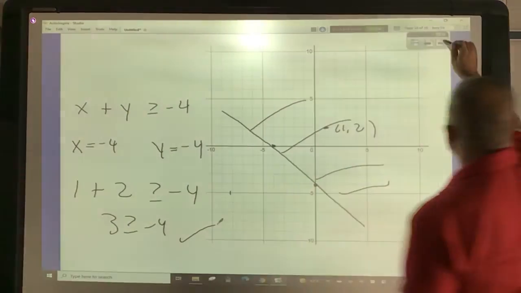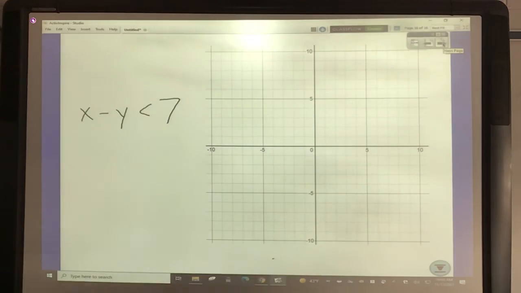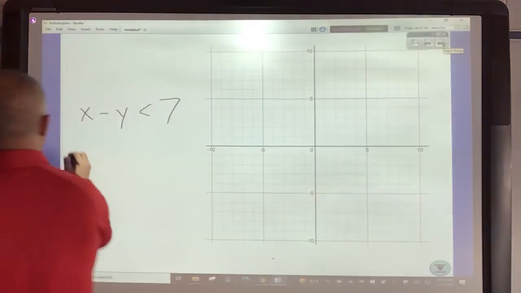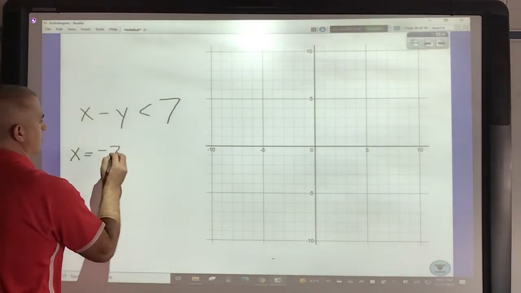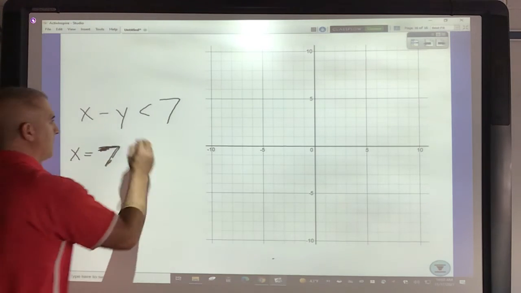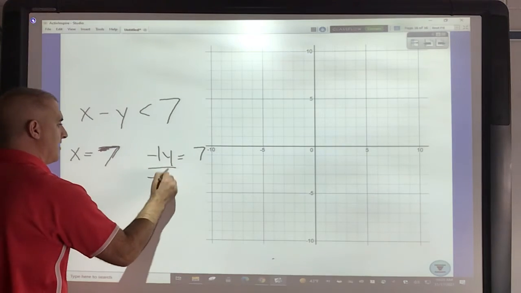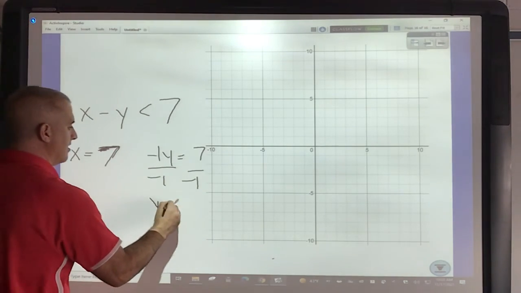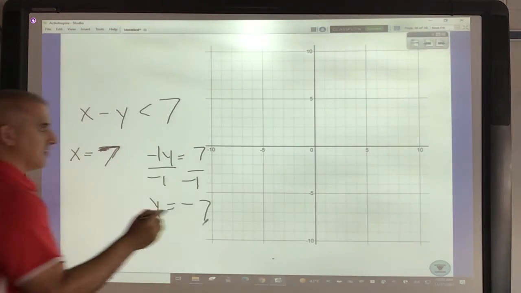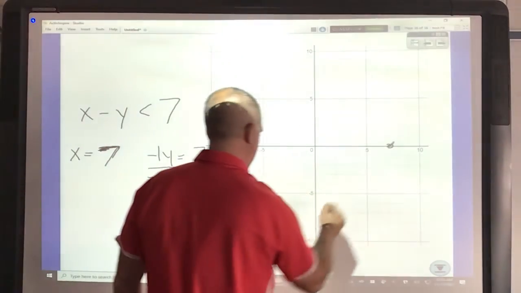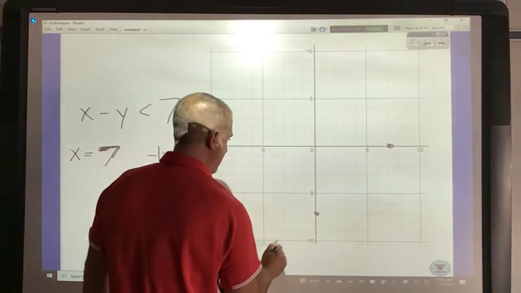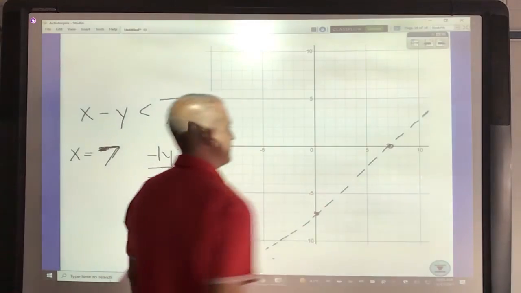All right, and then here's the last one. Once again, very simple. X equals 7, negative y equals 7. Now, that is a negative 1, so I have to divide this one by negative 1. That's y equals negative 7. So x is 7, y is negative 7. All right, that's going to be a dashed line.